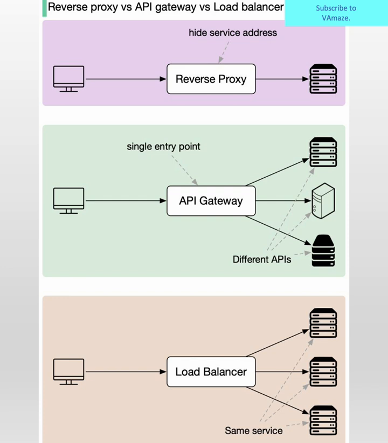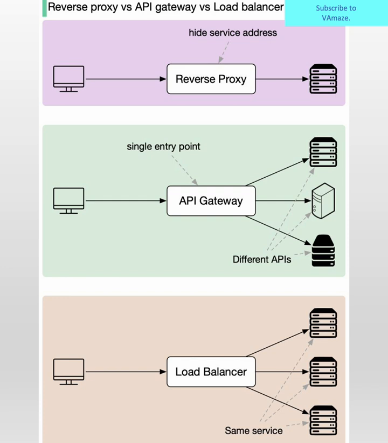How it works. The client sends a request to what it believes is the destination server. The reverse proxy receives this request, evaluates it, and then forwards it to the appropriate backend server. The backend server processes the request and sends the response back to the reverse proxy, which then returns it to the client. Throughout this entire process, the client remains unaware of the backend server's actual location or identity.